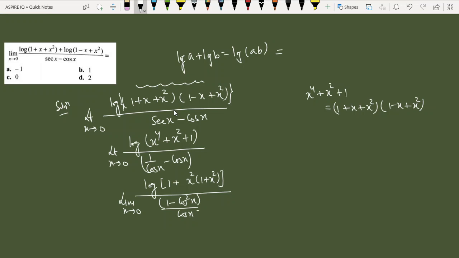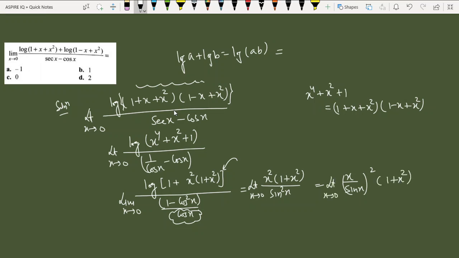For x tends to 0, cos x is 1, so I will eliminate this. By the short trick which we discussed already in the first lecture, we can write ln(1 + x) is equal to x. So x^2 (1 + x^2), and this is sin^2 x, limit x tends to 0. Now I can write x upon sin x whole squared into (1 + x^2). This tends to 1 and this also tends to 1, so the answer is 1. This is a very simple question. So come to the next question.